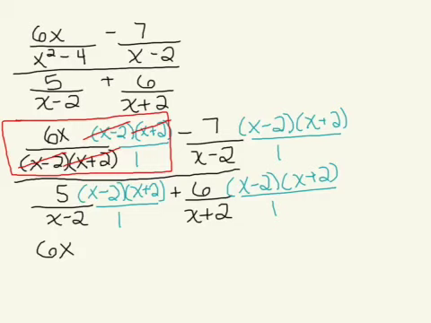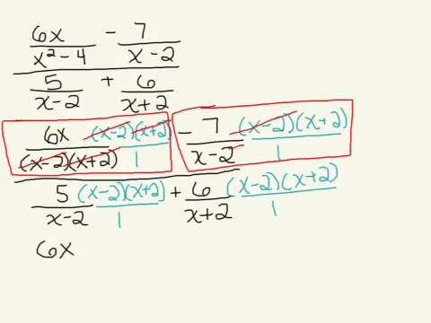Now if we go on to the second term, we have some more that can cancel. The x minus 2's can cancel. So we'll be left with a minus 7 and an x plus 2. Just be careful that you remember that minus sign goes with the 7, and it will be multiplied onto the x plus 2.